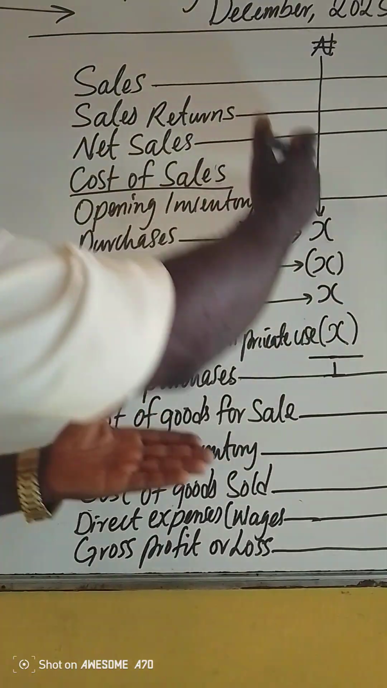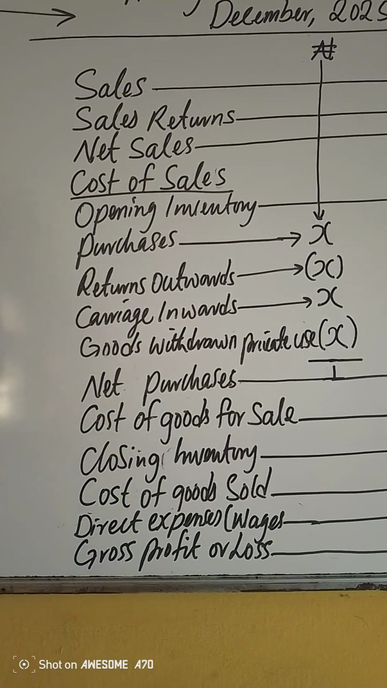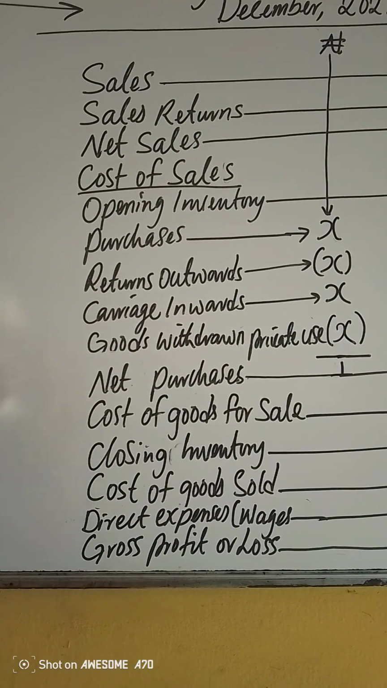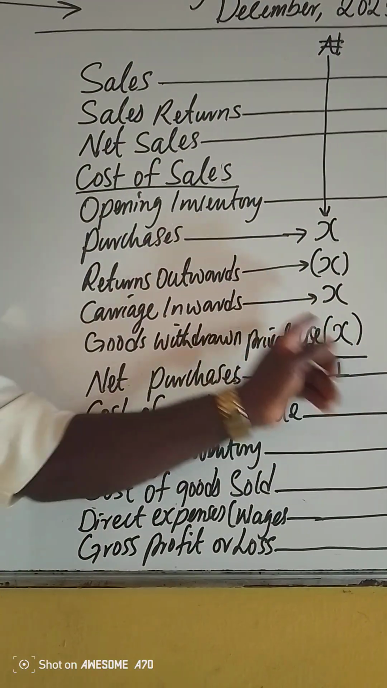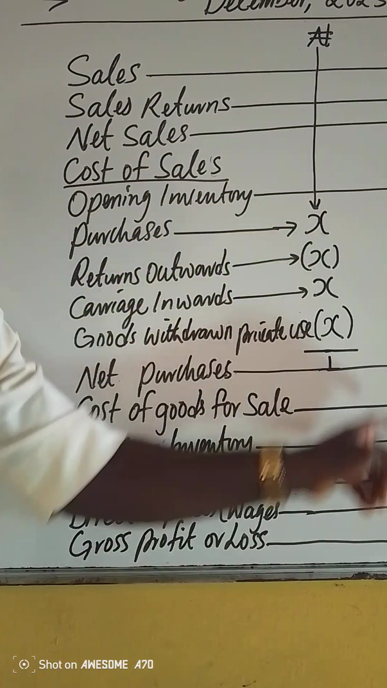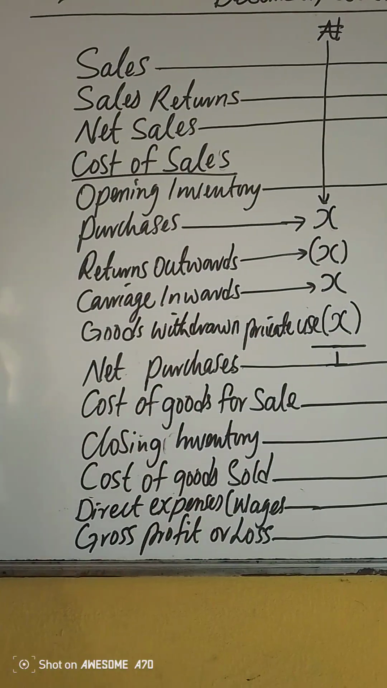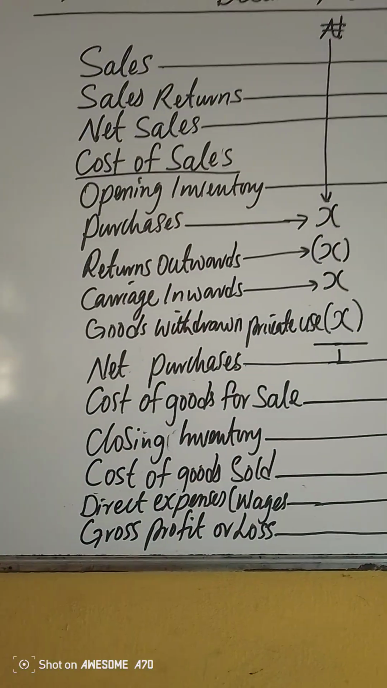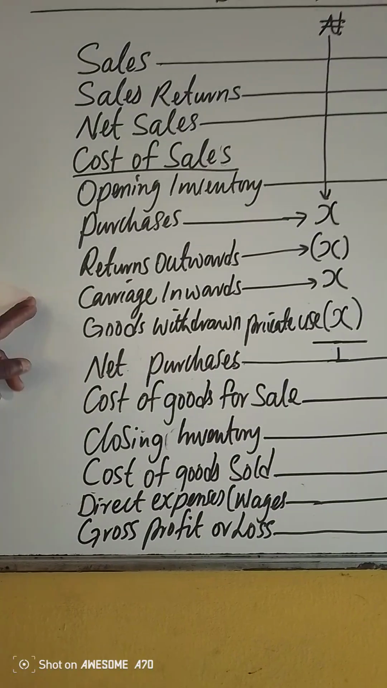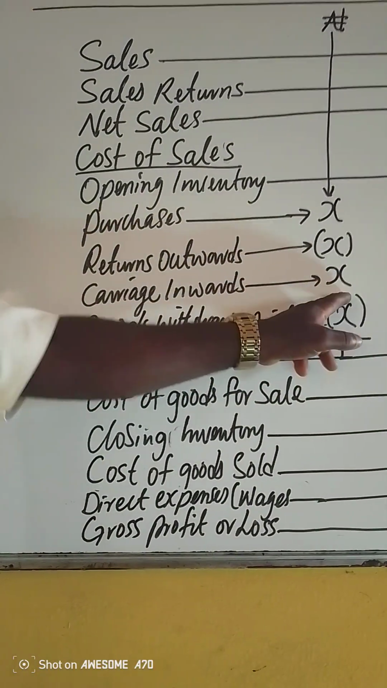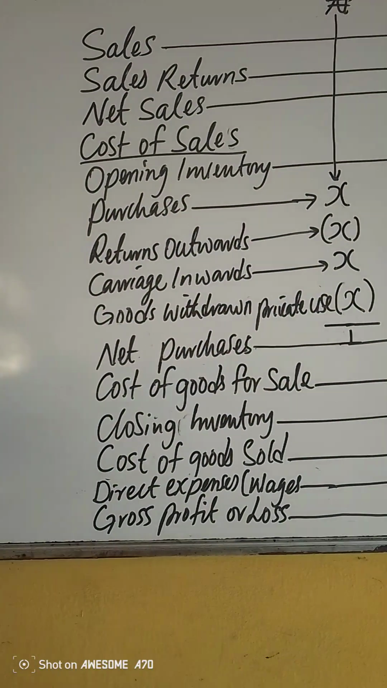You just have to do everything in one row. Then from there, you deduct to be able to get what you want. Just put everything in one. Don't draw a line and put an answer midway. Just arrange everything and do the arithmetic one time. It will give you the correct answer. Next is what is called carriage inward. Here, carriage inward is not in bracket. It means we are to add.